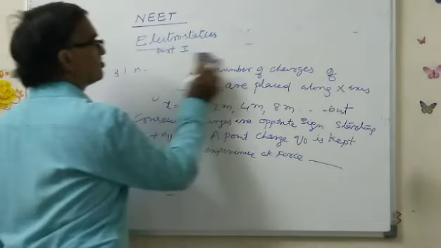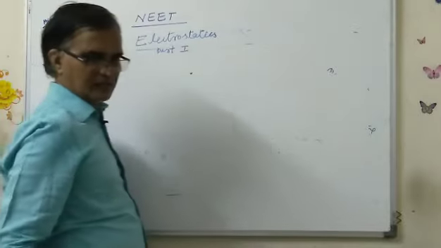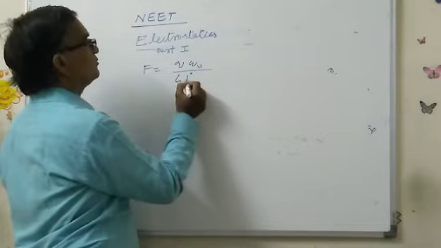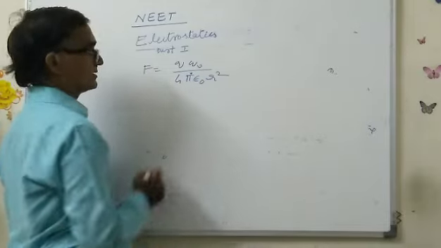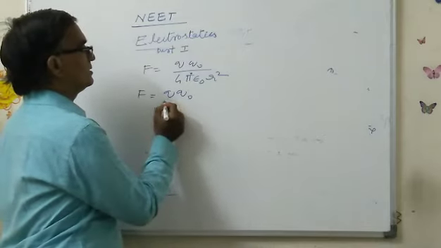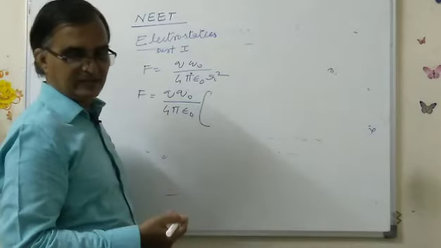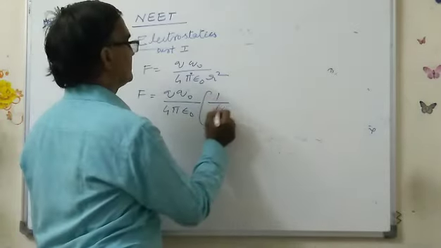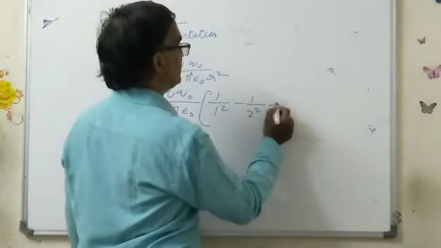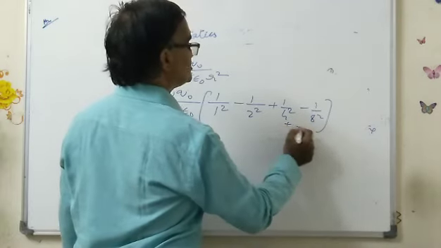Now in this problem, you have to use Coulomb's law. F is equal to q naught q by 4 pi epsilon naught r square. Now here F is equal to q naught, will take 4 pi epsilon naught. Alternately, charges are positive, negative, they said. 1 by 1 square, 1 by 2 square, 1 by 4 square, minus 1 by 8 square. Like this you have. This is a geometric series.